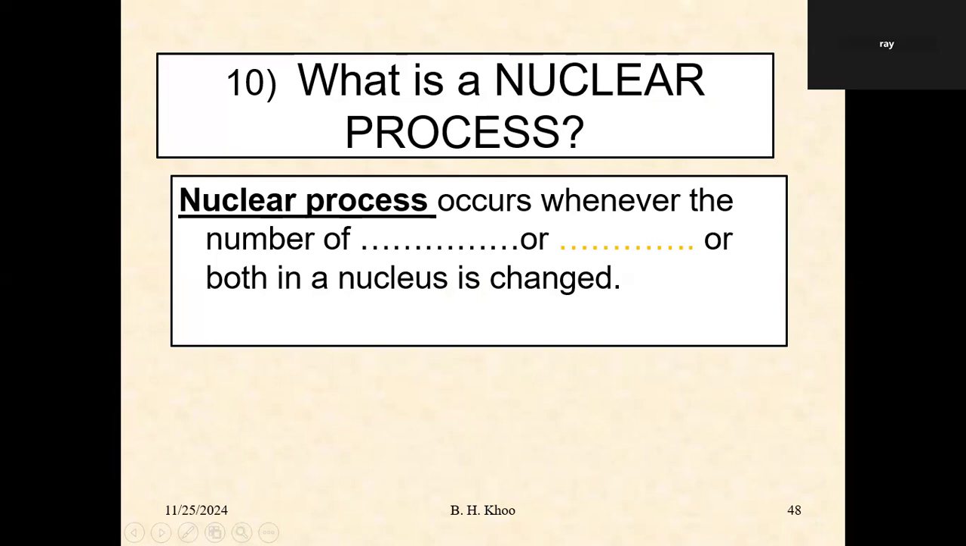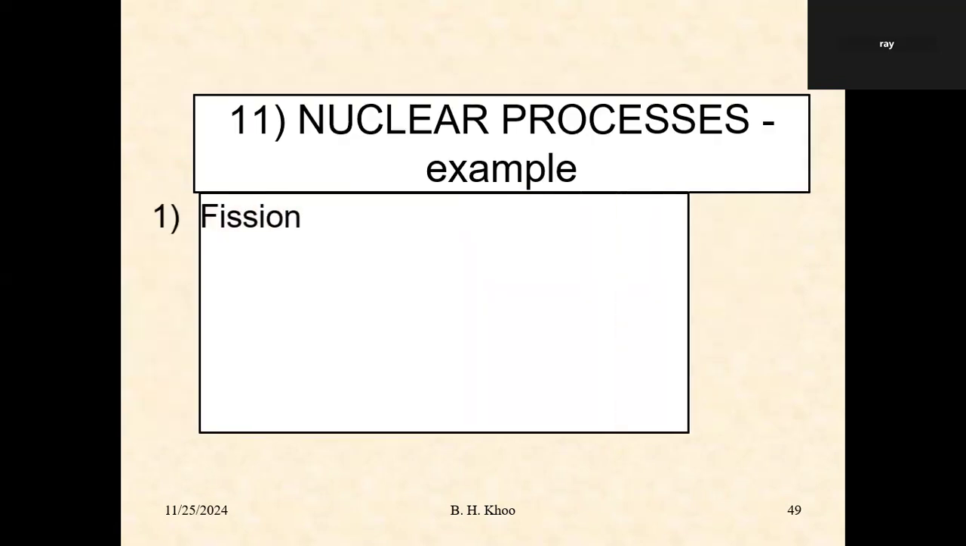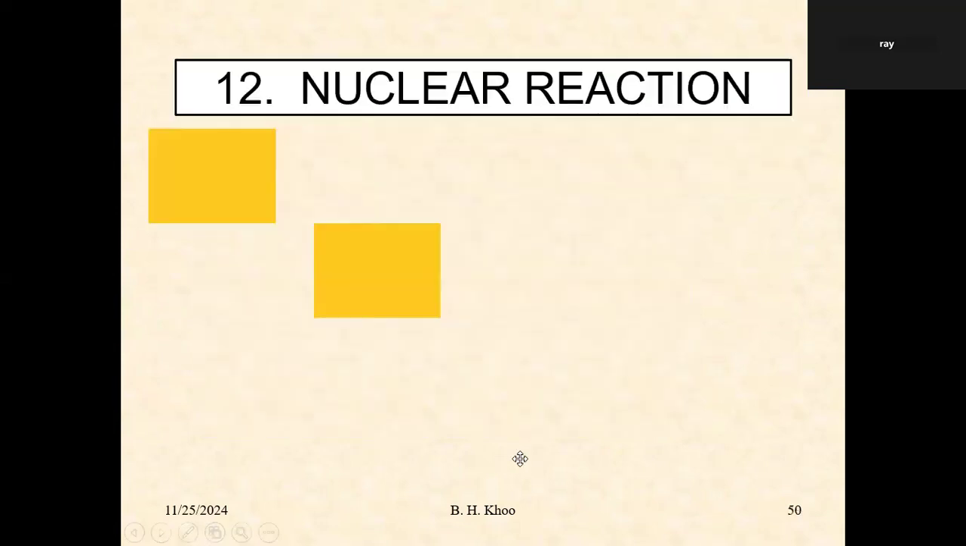Nuclear processes occur whenever the number of neutrons or protons or both in the nucleus is changed. Anything that changes the number of protons and neutrons in the nucleus is a nuclear process. Examples of nuclear processes: fission, fusion, radioactivity, nuclear reaction. It is usually called artificial radioactivity.